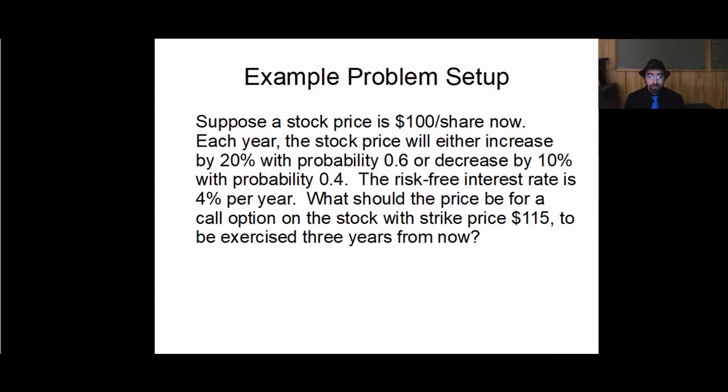What should the price be for a call option on the stock with strike price $115 to be exercised 3 years from now? I guess I should say expiration date 3 years from now, because you still have the option whether or not to exercise it. Now, by a call option, that means you would have the right to buy this stock at $115 if you want to. So, if the stock price is more than $115, then the call option has the value of whatever the difference in price is. And if it's $115 or less, then the option itself has value 0.